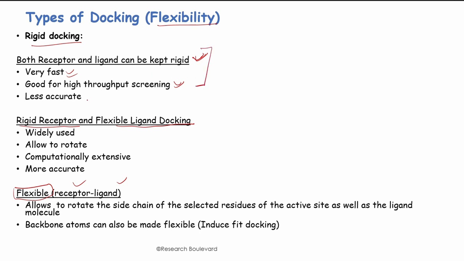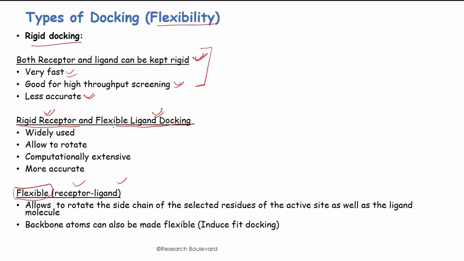When you allow the ligand to be flexible but keep the receptor rigid, you call this rigid receptor and flexible ligand docking. It is widely used. It allows the ligand to rotate or flex, so computationally you can do an extensive search and it is more accurate. So we are going to implement this method in our study.